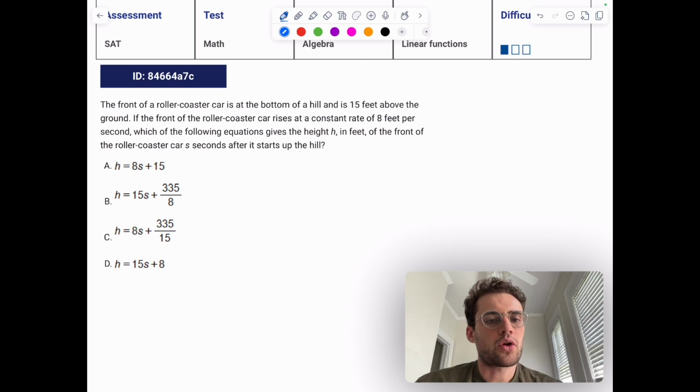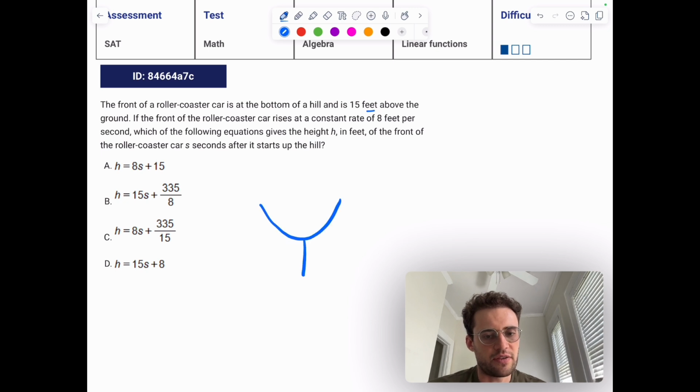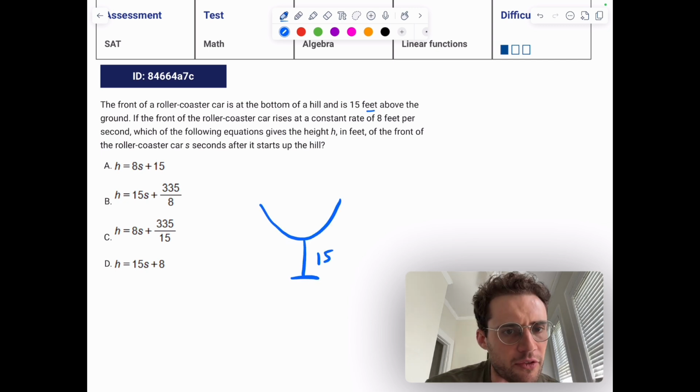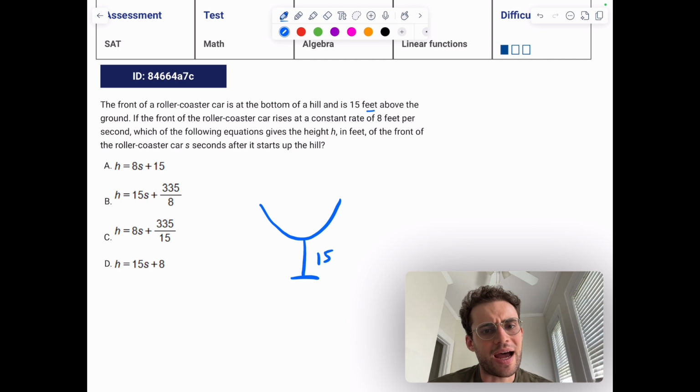The front of a roller coaster car is at the bottom of the hill and is 15 feet above the ground. So the bottom of the hill is 15 feet from the ground. If the front of the roller coaster car rises at a constant rate of 8 feet per second, so it's going up 8 times the number of seconds, which of the following equations gives the height h in feet of the front of the roller coaster car s seconds after it starts up the hill?